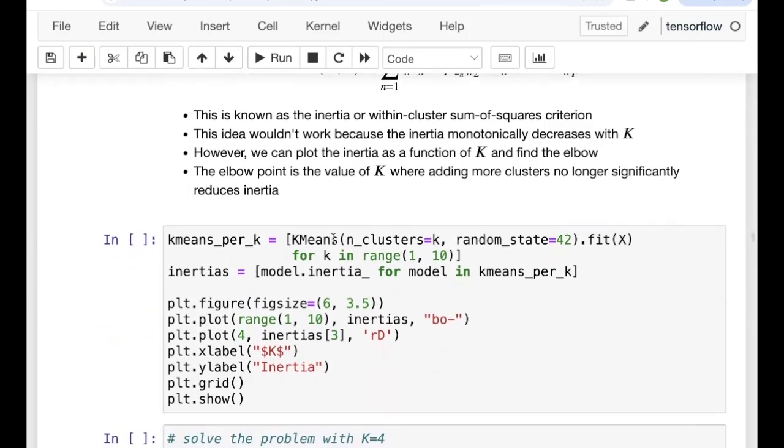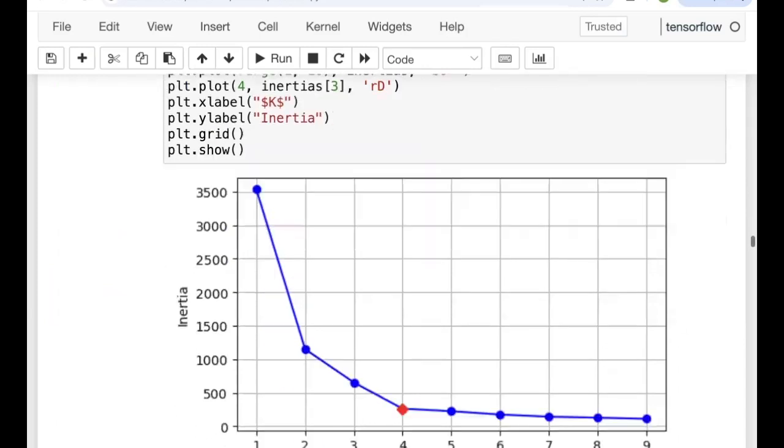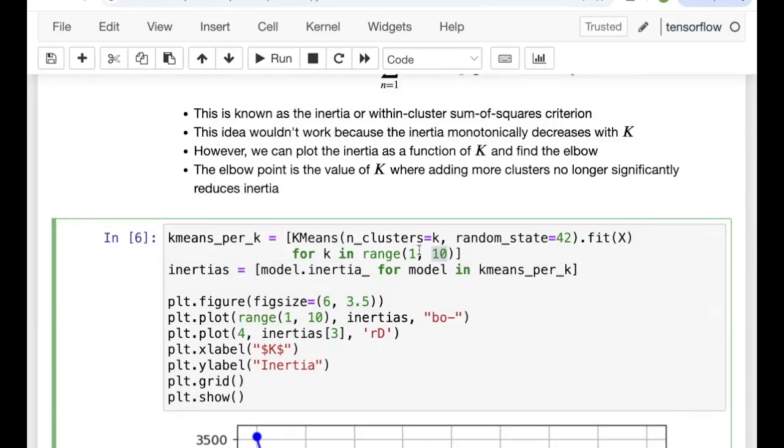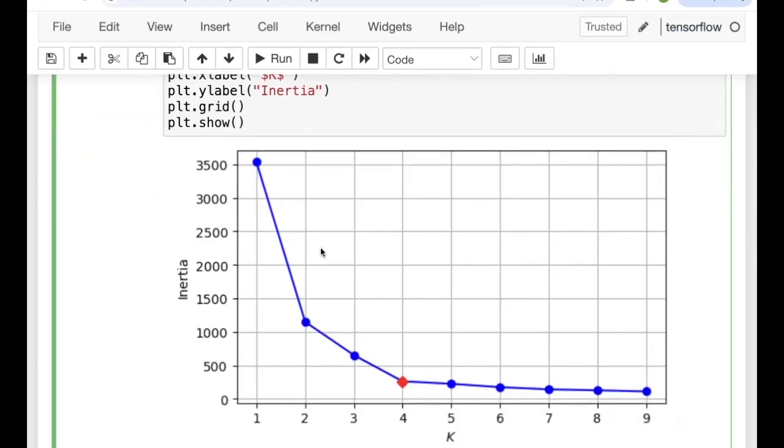So to try this idea, for different numbers of clusters from 1, as you can see here, to 10, we're going to set the number of clusters of k-means to that number. We can set the random state for reproducibility and initialization purposes, and then we use dot fit. And then for each model, we're going to look at the inertia at the end. And you see here's the result, right? Since this excludes 10, technically we're going from 1 to 9, and these are the values of inertia.